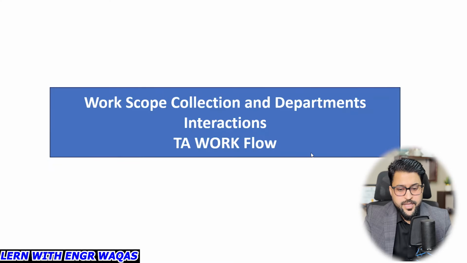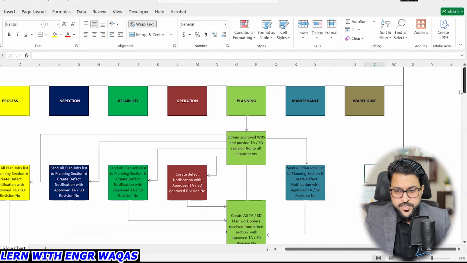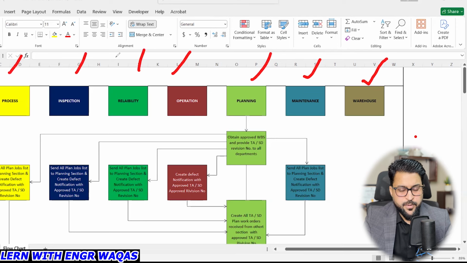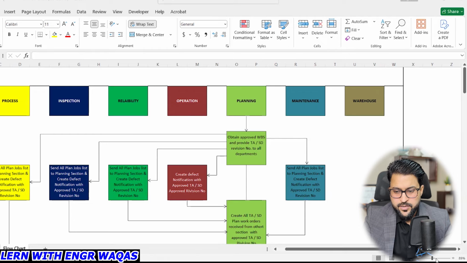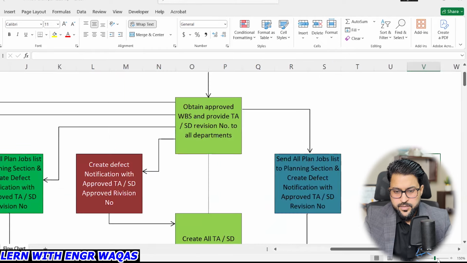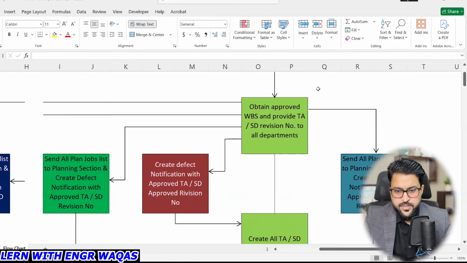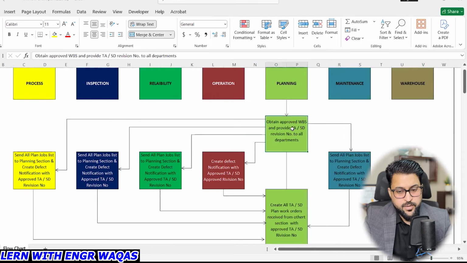I will be sharing one very important flow chart with you over here, and you can see how important it is. Here you can see there are different kinds of departments and how they are going to interact: warehouse, maintenance, planning, operation, reliability, inspection, and process. How are all these departments going to work? First of all, the step is: obtain approved WBS and provide the turnaround shutdown revision number to all departments, right?